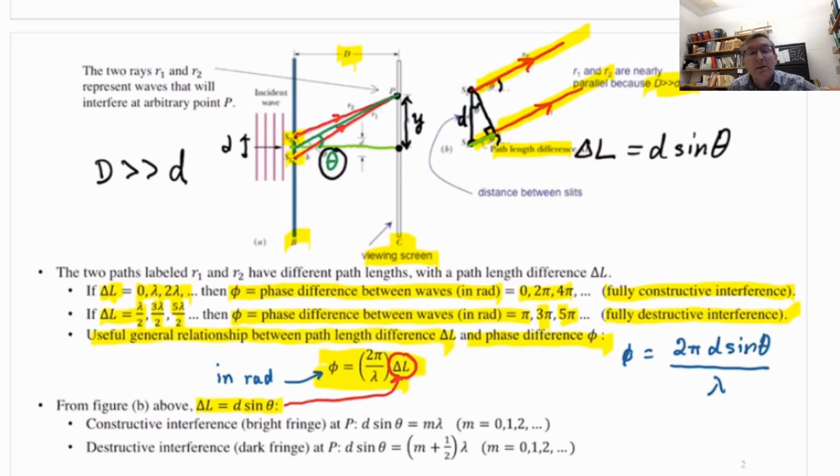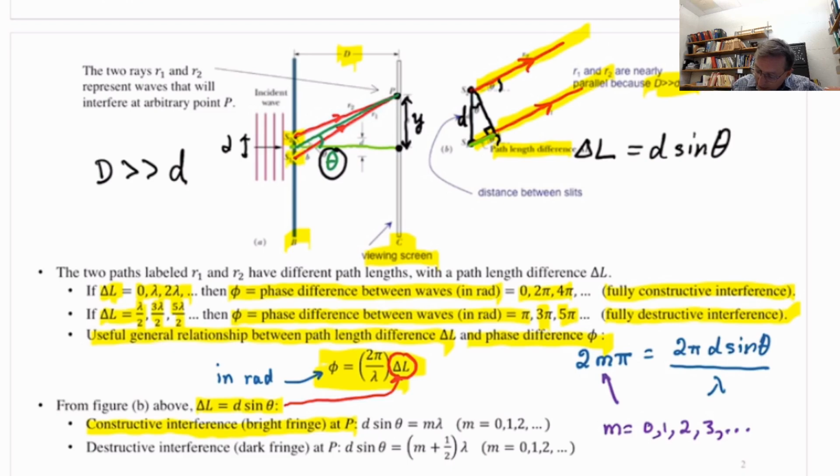And then let's look at the case of fully constructive and fully destructive interference. If we want to have constructive interference in a bright fringe at point P, then we want this phase difference phi to be either 0, 2 pi radians, 4 pi radians, 6 pi radians. The way to write that in general is 2m pi in radians, where m stands for an integer that can have the value 0, 1, 2, 3, ... And that will mean you'll have fully constructive interference and a bright fringe.